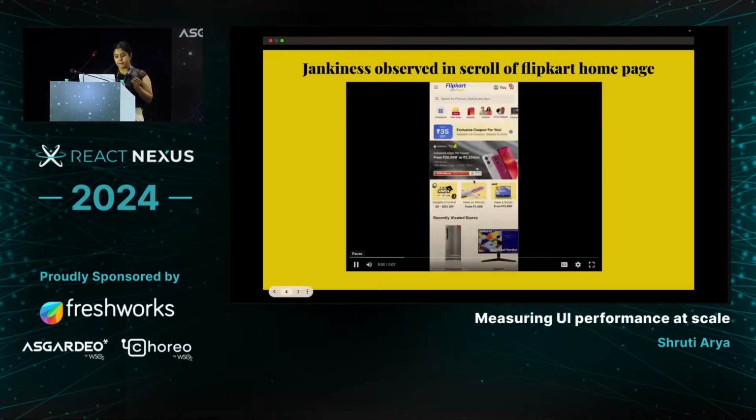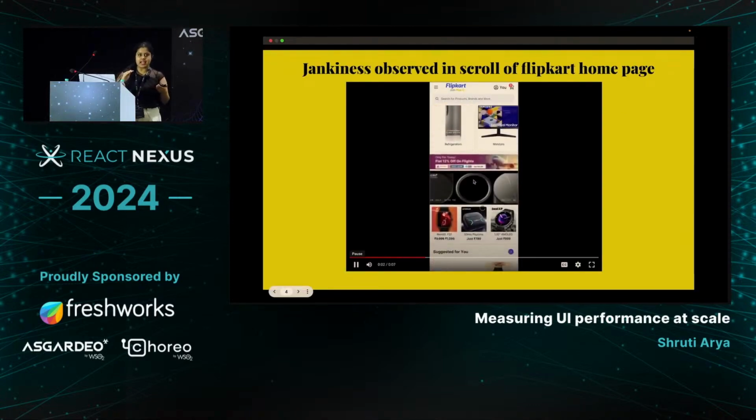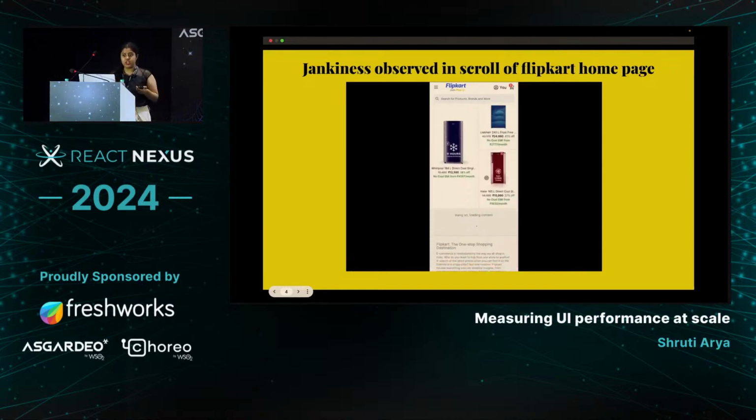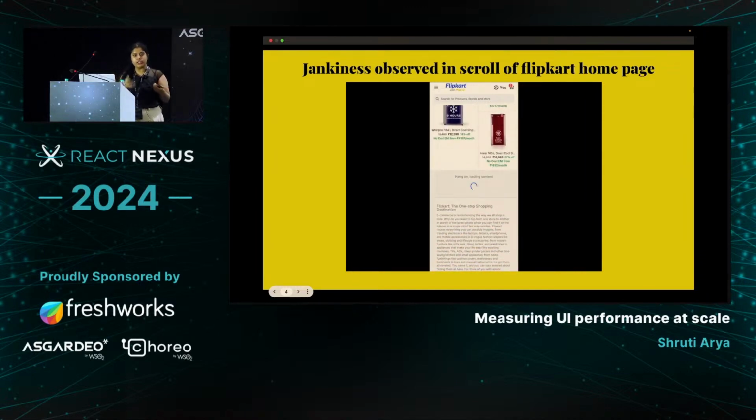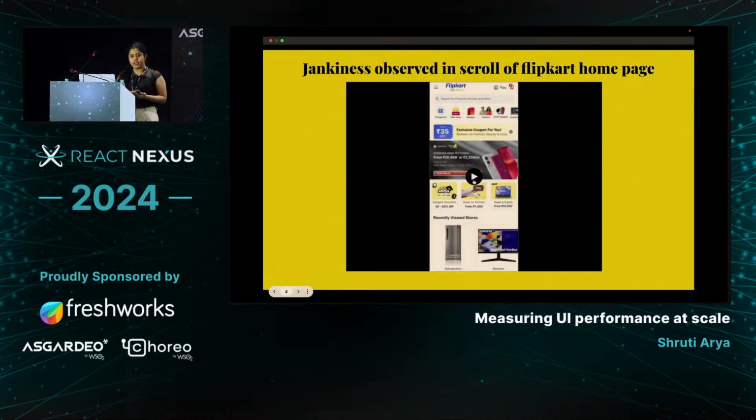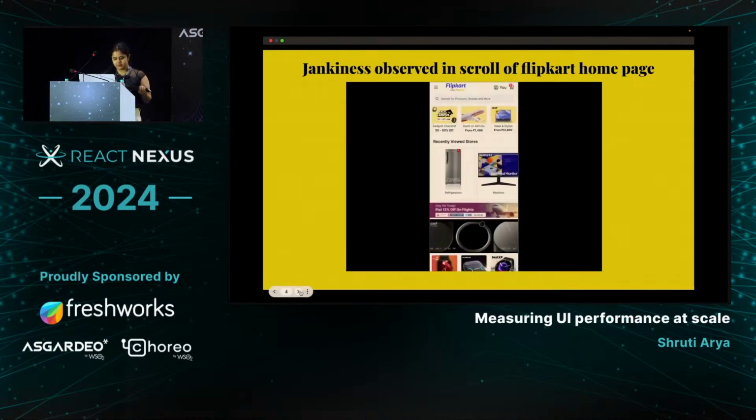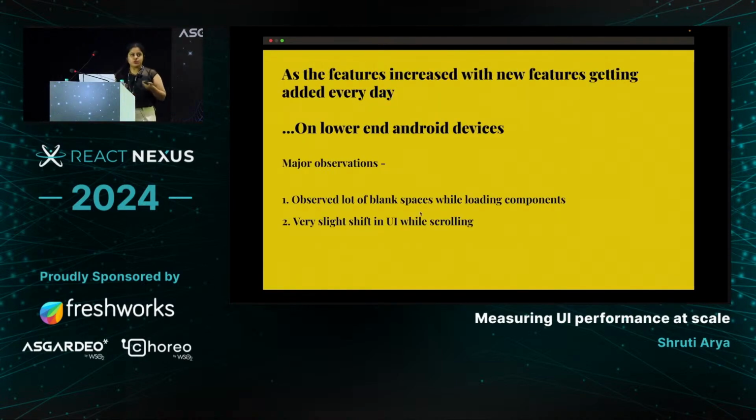So we were basically observing a lot of jankiness as you would scroll through the Flipkart homepage. Now this was happening majorly on the lower end Android devices. Okay? So before I move ahead, what do I mean by jankiness exactly? As you would scroll, you would observe a lot of white spaces. The white spaces were probably because the components were taking a lot of time to load. Also, while you would scroll, you would observe slight shifts in the components, probably by 1 pixel or 0.5 pixel.